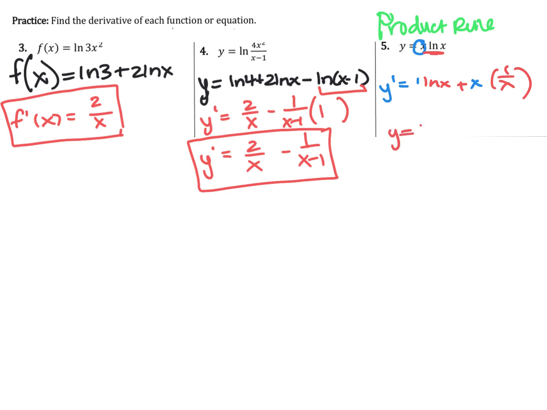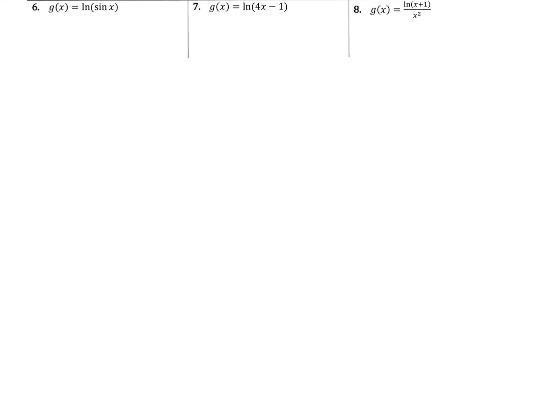This is going to become y equals natural log of x plus 1, since this will become x over x, which just simplifies to be 1. Okay, let's look at a few more examples. I'm going to encourage you to try them on your own, but let me get them up on the screen first. Okay, I'm going to encourage you to pause the video and try and work through 6, 7, and 8 on your own, and then unpause the video and we will work through them together.